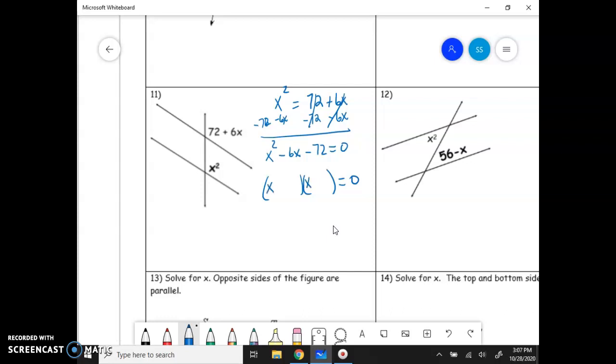Okay, so I know this is going to be x and x. This is negative, so we're going to have one positive, one negative. And so we think about what pair of numbers would meet both of these criteria, multiplying to 72 and adding to -6. And that, I think, is going to be positive 6 and negative 12.